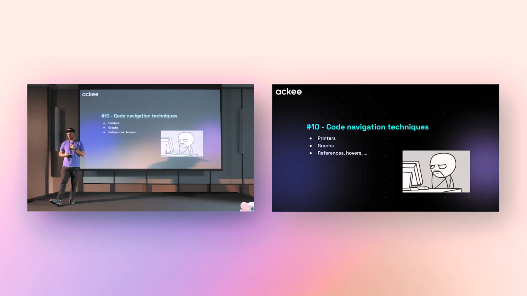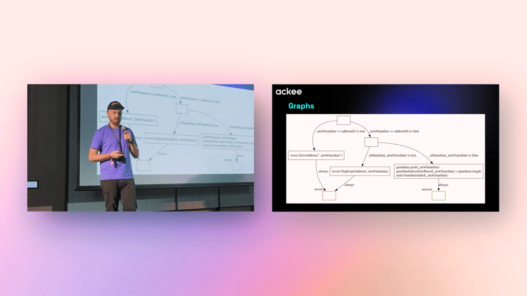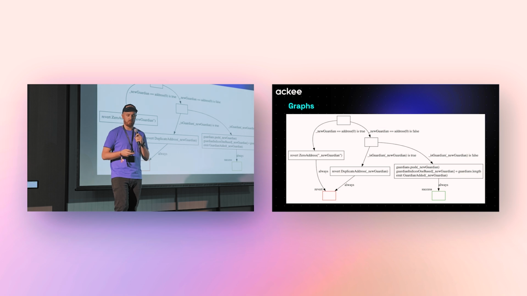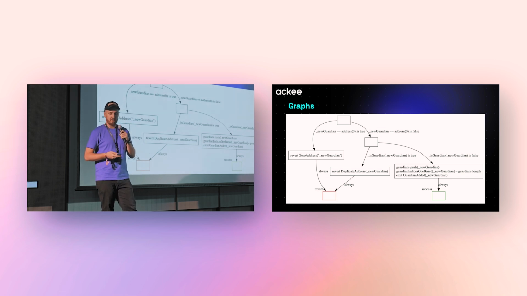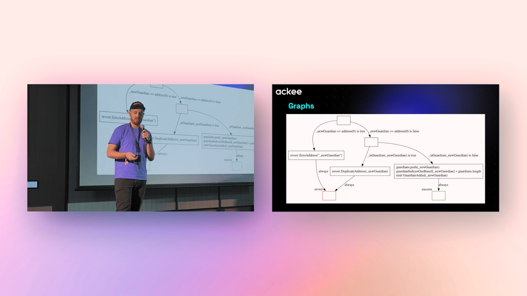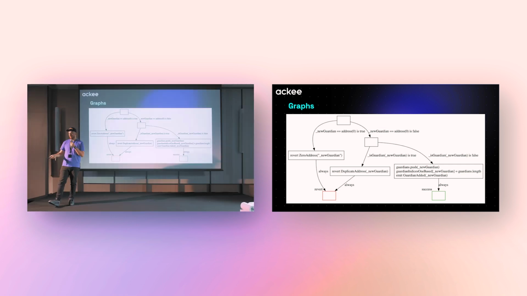Okay, then we have a lot of code navigation techniques, which are from the tool-based part. And this is an example of a graph, control flow graphs, which we are using, where this particular one is about adding a new guardian, where we can easily see that the only branch that leads to success is the case where the new guardian is not a zero address, and if the isGuardian function is returning false, then it will perform these three operations in the block on the right.